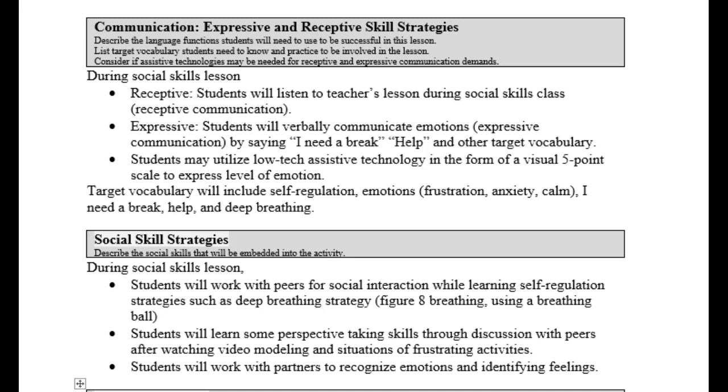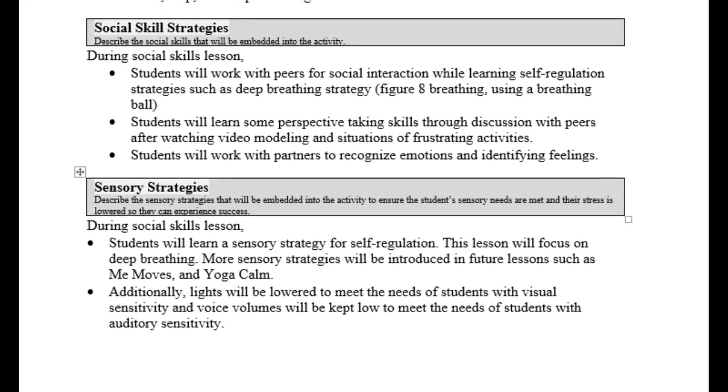Let's then talk about the social strategy this student has decided to put into their lesson. The student's going to have to work with peers for social interaction while learning their self-regulation strategies. The student's going to need to learn some perspective-taking skills through discussion with peers after watching video modeling in situations of frustrating activities. And for this lesson, the student's going to work with partners to recognize emotions and identify feelings.